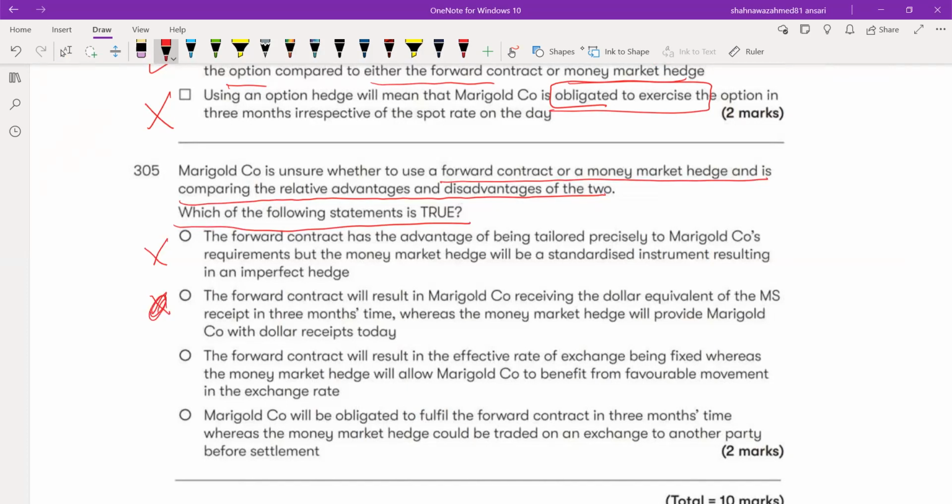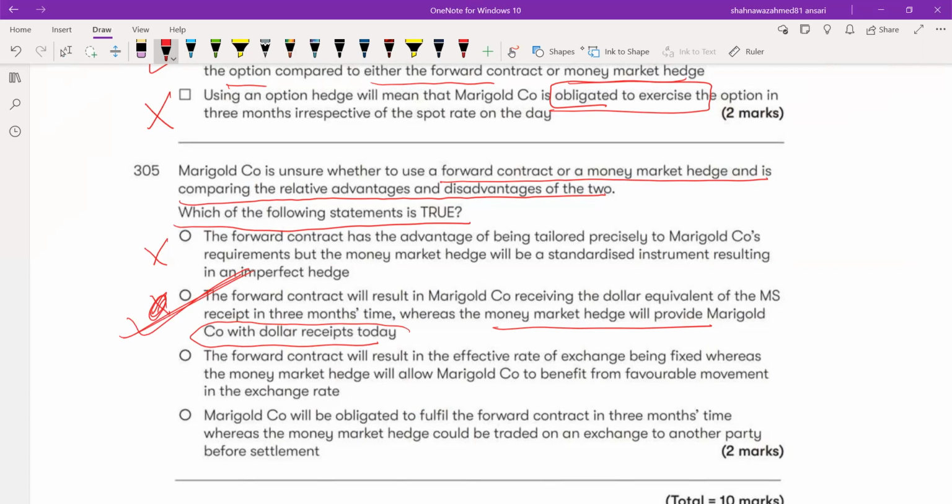In the sense, it might be true that in case of a forward exchange contract, you will get the money. But in case of money market hedging, as the mechanism is that we have to borrow now, so we'll get the dollar received today. So it's correct. Means the other two options are not correct.